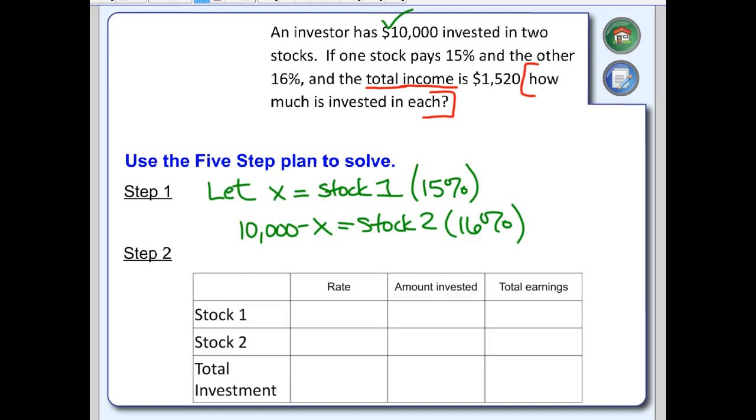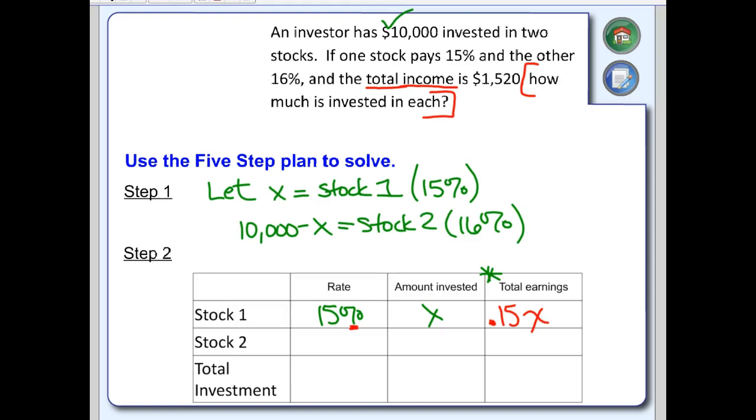Okay, stock 1's rate is 15%. The amount invested is what we're trying to figure out. Now we know to get those totals, we're just going to multiply across the row. Whenever we're dealing with a percent, remember we have to change that to a decimal. So this is going to be 0.15 times x.